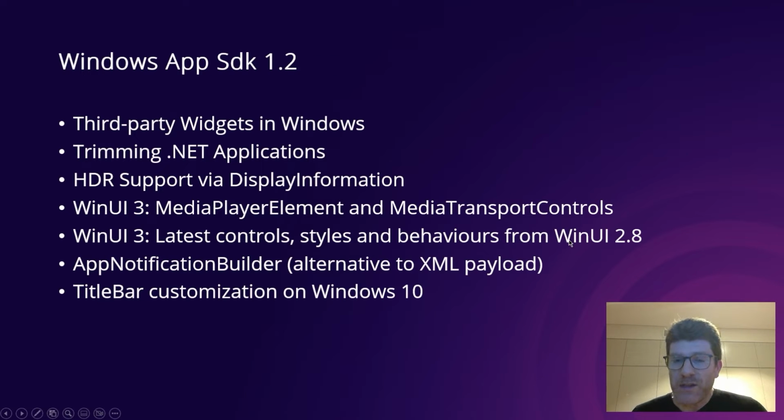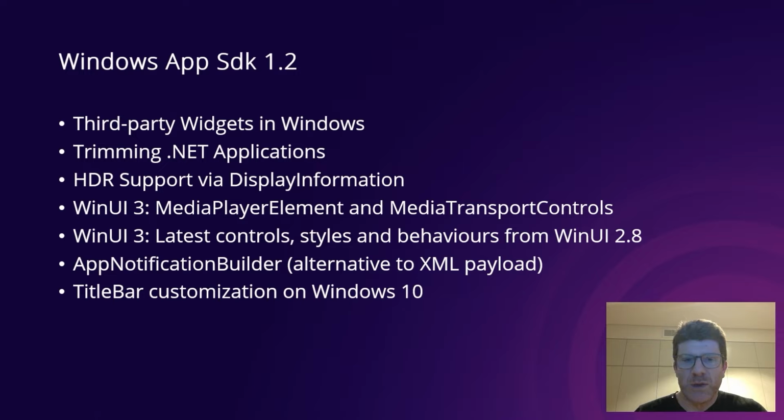Version 1.2 of the SDK is soon to be released, and this includes a number of new features and a lot of bug fixes and updates as well. One of the hotly anticipated features coming as part of 1.2 is the ability for third-party developers to create their own widgets for Windows. Developers using .NET can also trim their application, significantly reducing the size of the deployed application. Applications can also make better use of HDR displays, accessing the information using the display information class.